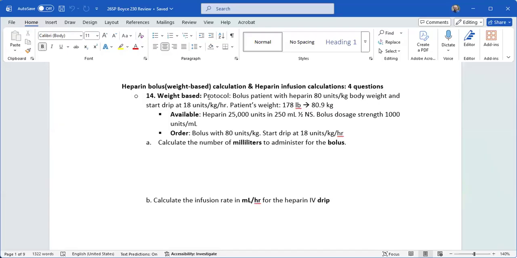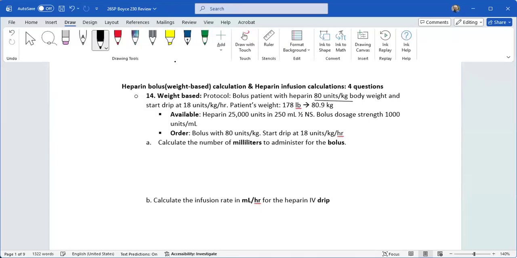All right. So we're going to do some calculations. You'll see that some of the stuff is not too terribly difficult, but it's helpful to know how to work the information. So it tells you that you're supposed to bolus the patient with 80 units per kilogram body weight, and then to start a drip at 18 units per kilogram per hour.